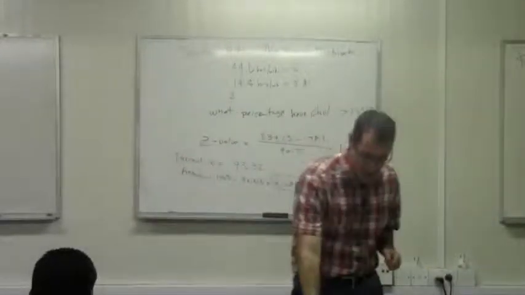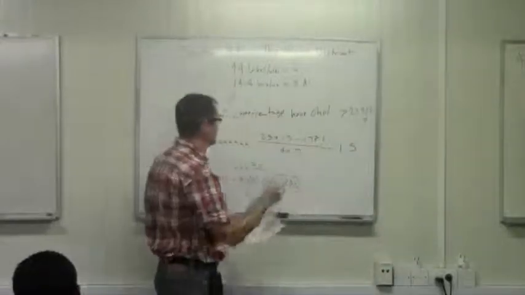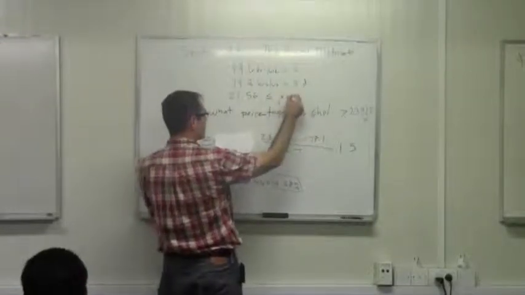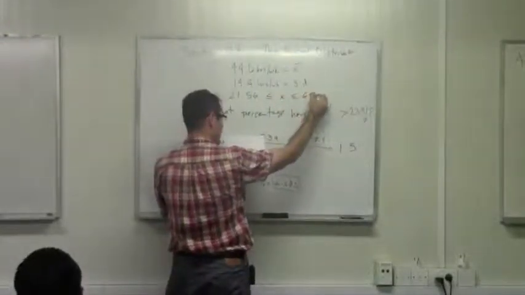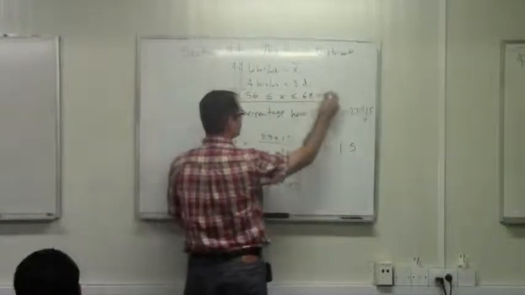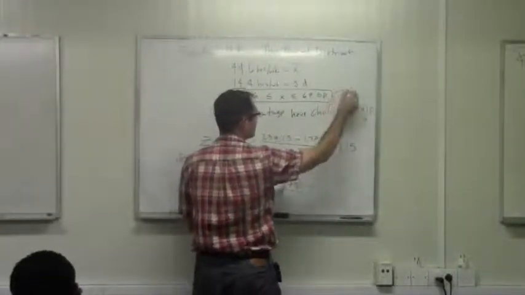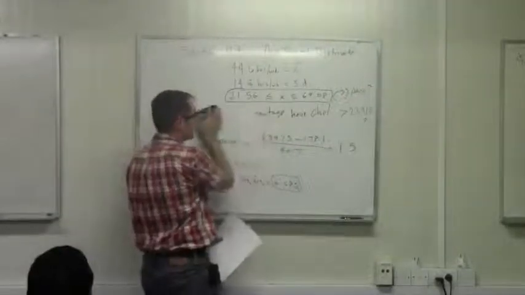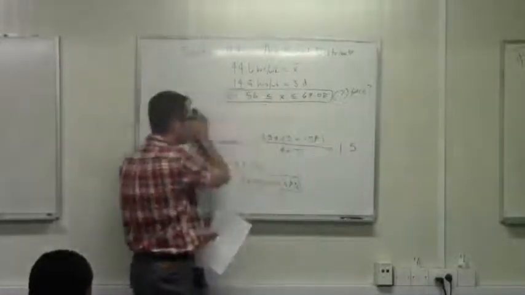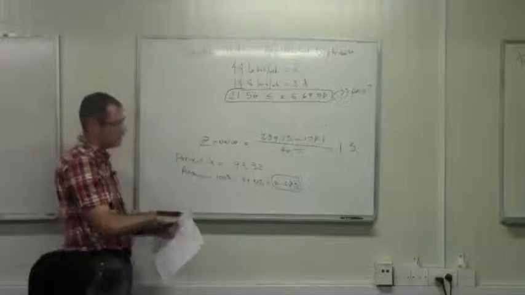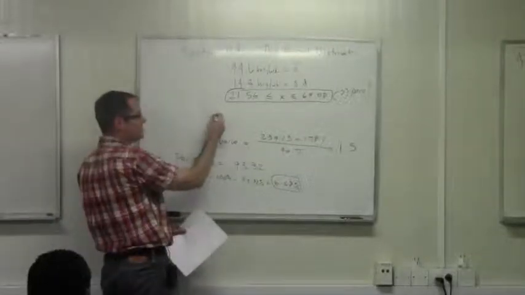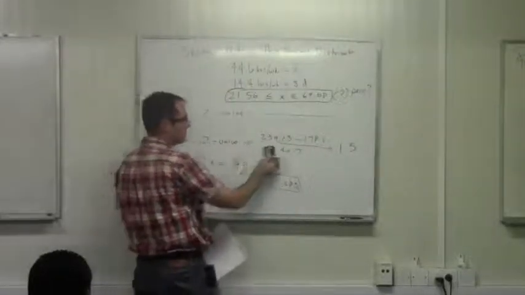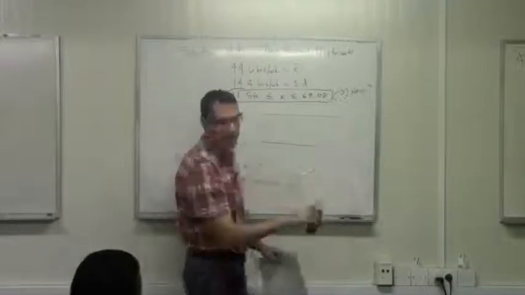21.56 is less than or equal to X, which is less than or equal to 69.08 hours. That's the question. What percentage? Okay. Now you got to do some calculating on here. I'll give you a hint. You're going to have a z-value. You're also going to have another z-value. It's actually a pretty big hint.